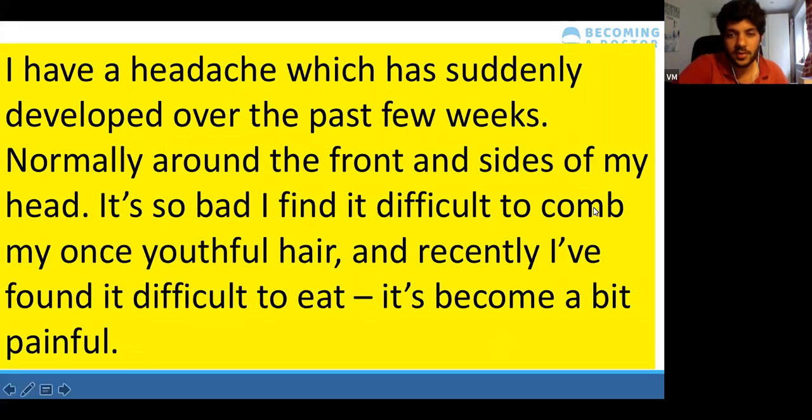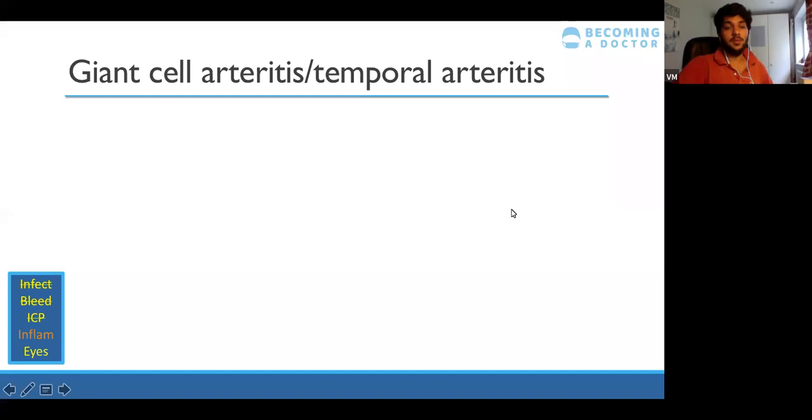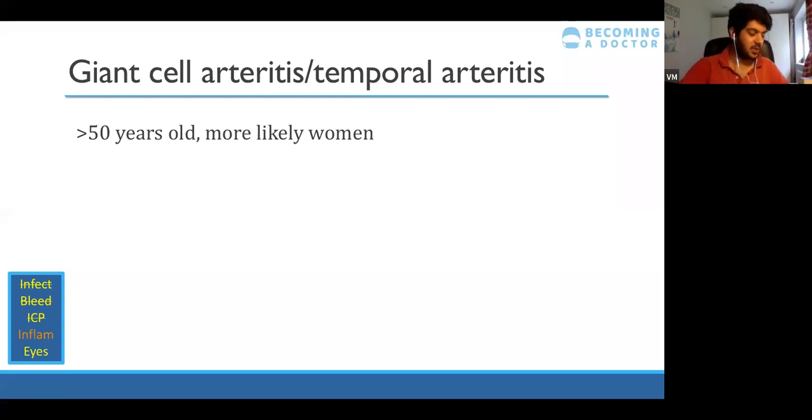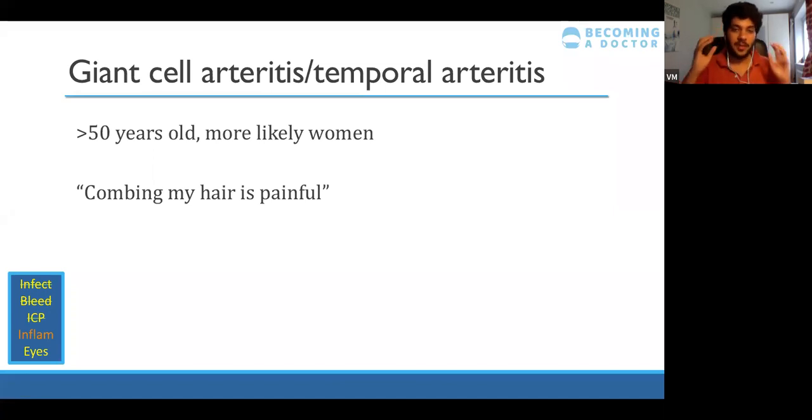Good, we've got a good range of differential diagnoses. GCA, trigeminal neuralgia, tension type headache. These are all very good things to suggest. But the most important thing is temporal arteritis, or giant cell arteritis. They're the same thing. This is a condition that you must suspect if the patient is above 50 years old. It tends to be more likely in women, but you need to consider it in both sexes. And the classic line they say is that combing my hair is painful.